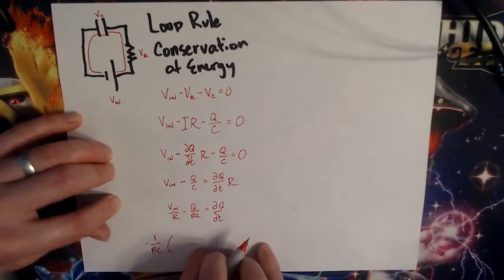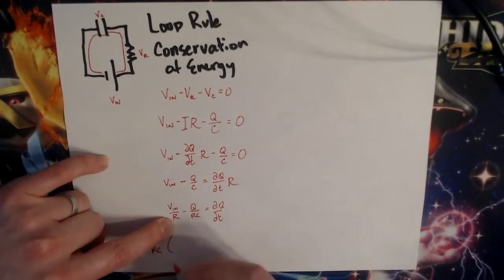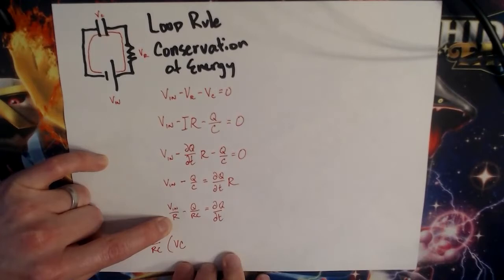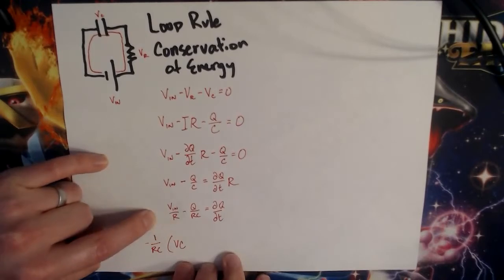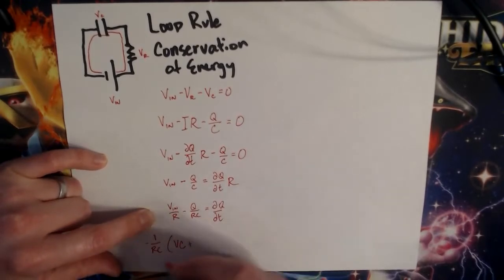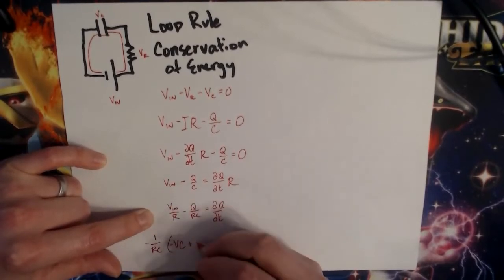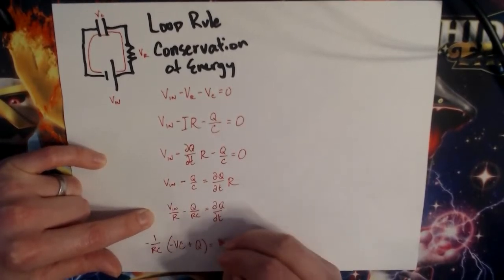And then algebra is a little tough here because if I factor out an RC here, I get VC. That's what I'm left with when I take an RC out of there. Plus, oops, I got to put my negative because I factored out a negative. And then I got to put plus my Q statement. And that equals dQ dt.